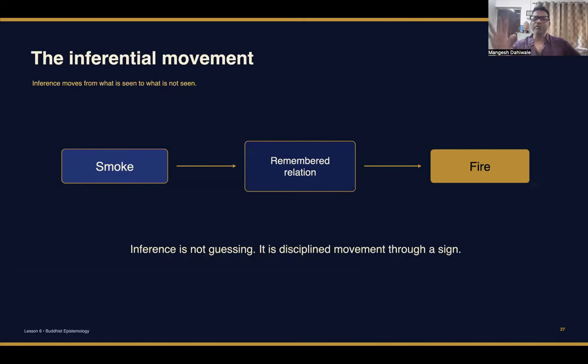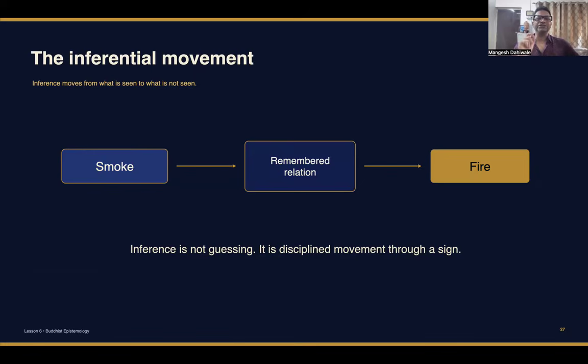So inferential movement is like that. Inference moves from what is seen to what is not seen. Very interesting. And based on the inference now, it's akin to a scientific method. Nobody has seen the galaxies with their bare eyes, but through the inferential movement, we know that there are huge galaxies, there are stars bigger than the sun. So the inferential movement is like this.